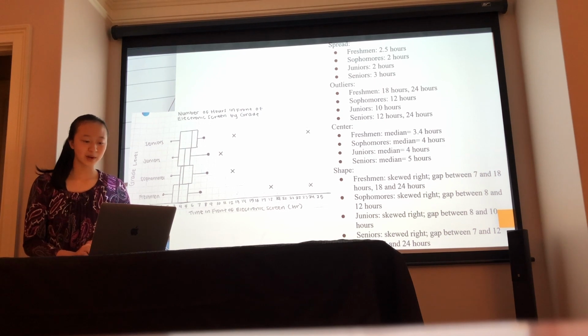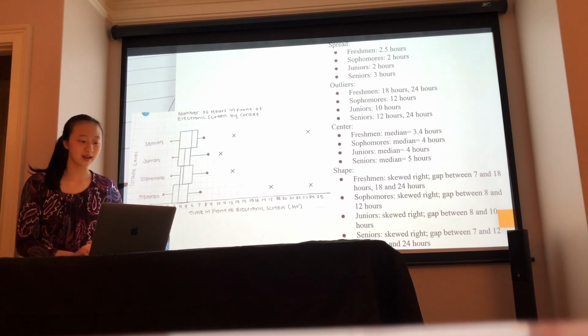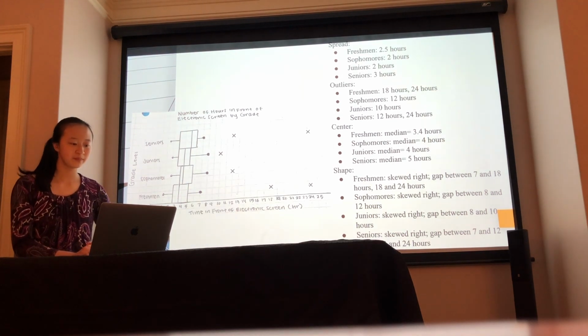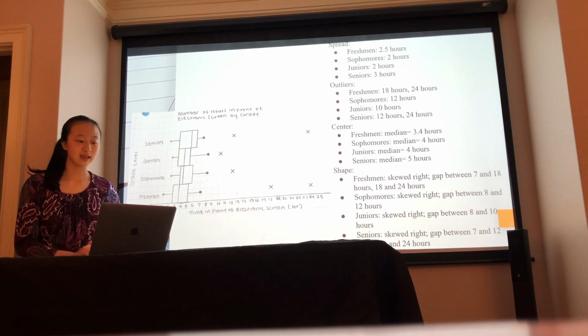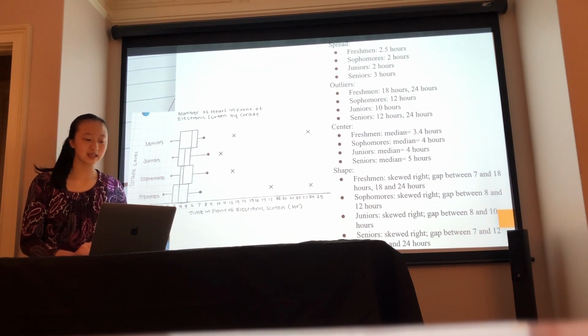Other departures from the data include the gaps. There's a gap between 7 and 18 hours and 18 and 24 hours for freshmen, a gap between 18 and 12 hours for sophomores, a gap between 8 and 10 hours for juniors, and a gap between 7 and 12 hours and 12 and 24 hours for seniors.